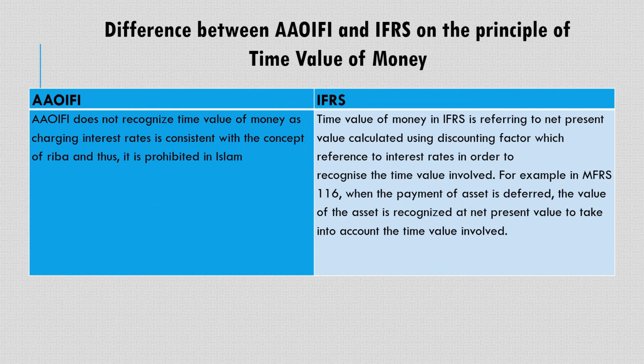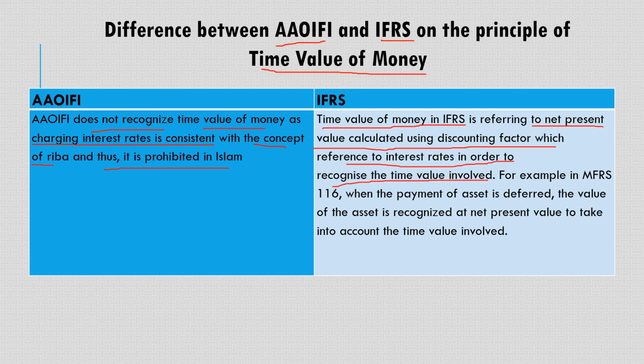Okay, next is the difference between AAOIFI and IFRS on the principle of time value of money. For AAOIFI, it does not recognize time value of money, as charging interest rate is consistent with the concept of riba, thus it's prohibited in Islam. But for IFRS, time value of money refers to the net present value calculated using discounting factors which reference interest rate in order to recognize the time value involved.